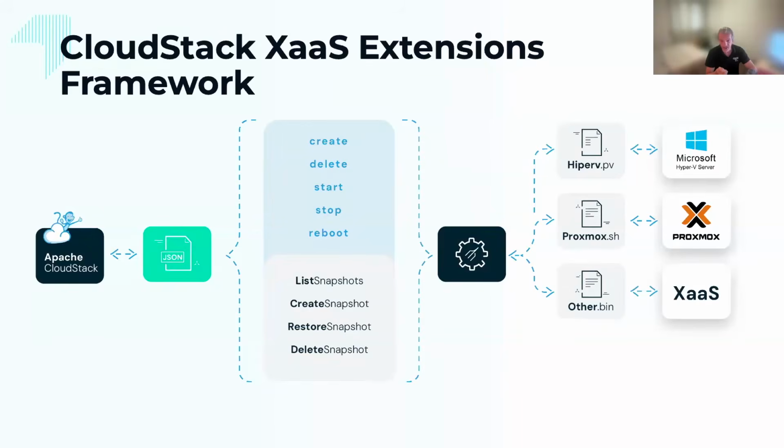In practice, CloudStack sends a lifecycle or custom operation request to the extension. So the extension can be a script or a binary that will communicate using JSON to pass parameters and receive a result from the external platform. With this approach, you can integrate virtually any external system into CloudStack, as if it were a native resource.